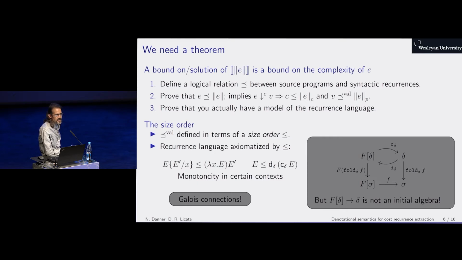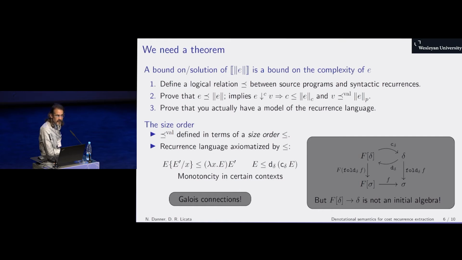That bound is defined in terms of a notion of a size order in the recurrence language itself. Then you prove that you actually have a model of the recurrence language. And those two together glue together to tell you that the semantic recurrence you extract, that looks like what we normally see on the board, actually gives a bound on the cost of the original program, and as it turns out, the size of the result.